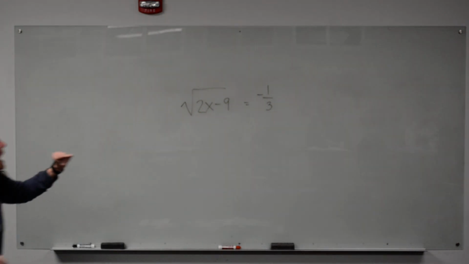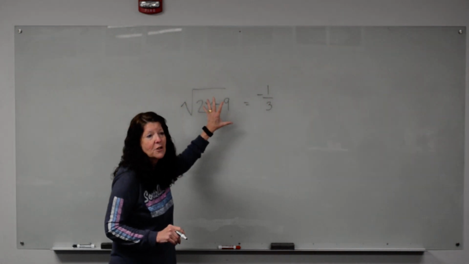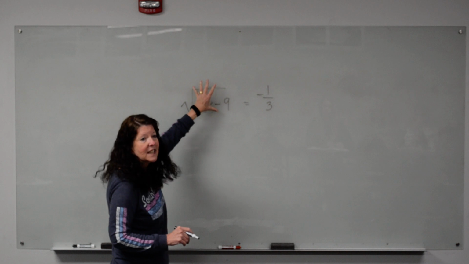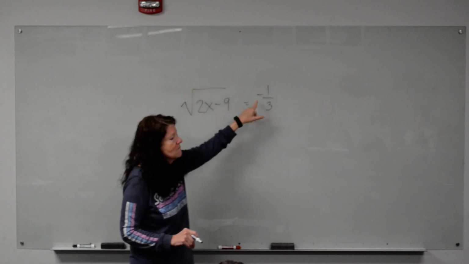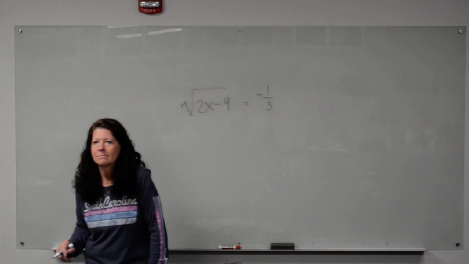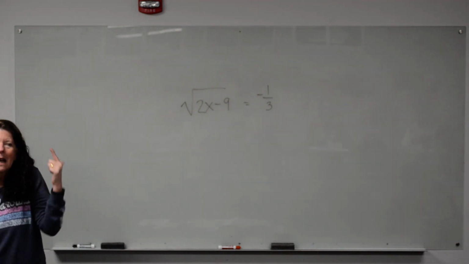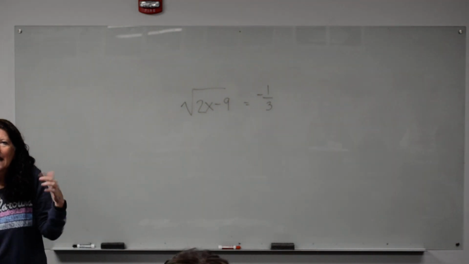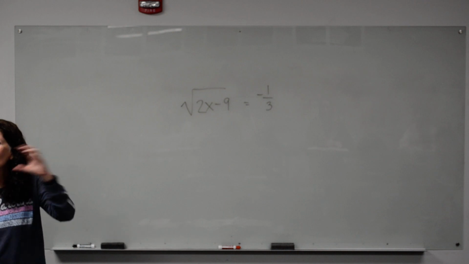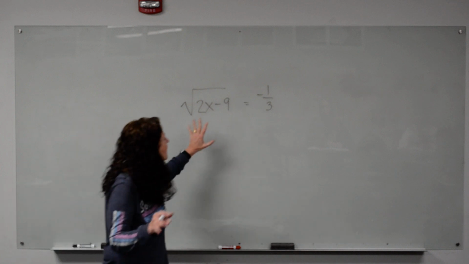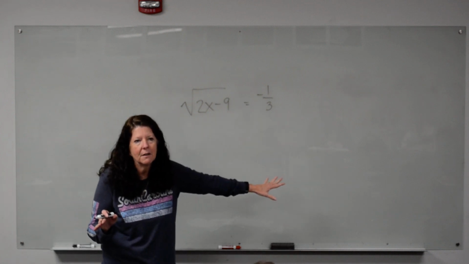All right, I can look at this and tell you there's not going to be a solution, and the reason why is because when I take the square root of something, I'm not going to get a negative. But most of the time our mind does not see that, and so that's why I tell you to always go back and plug it in. So let's say we didn't see the fact that this problem cannot be done.